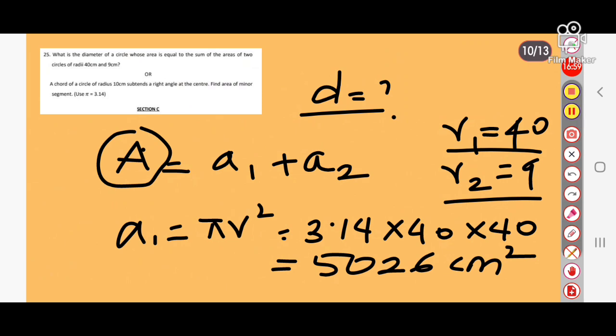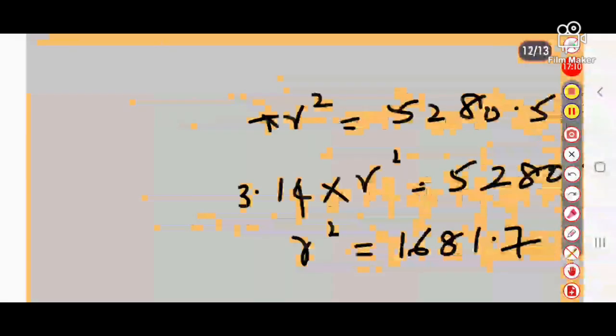Now 25b: a chord of a circle of radius 10 centimeters subtends a right angle at the center. Find the area of the minor segment, and they are asking us to use the pi value as 3.14. Now we will draw the diagram for that.